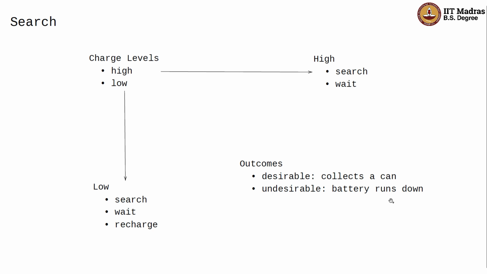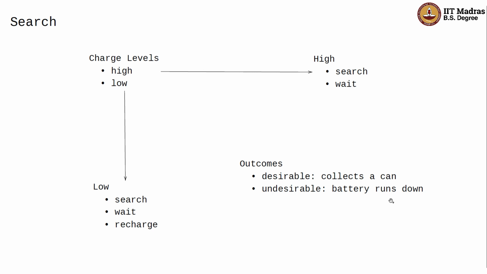The undesirable outcome is if the battery of the robot runs all the way down to 0. As we have been saying, for an autonomous agent, that is a bad thing. A human will have to come and rescue the robot and recharge it, and that's not a good sign. So that's an undesirable outcome, and we know what a desirable outcome is.